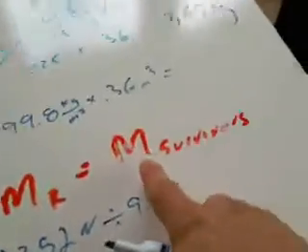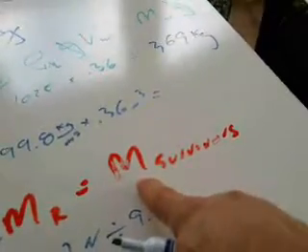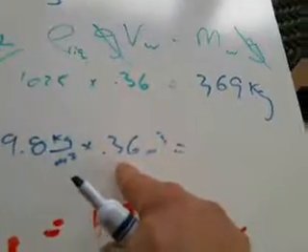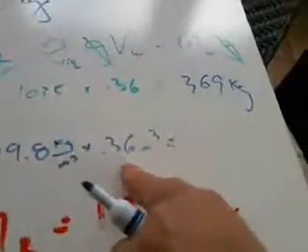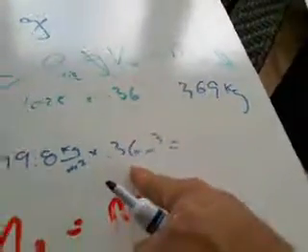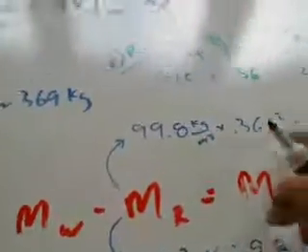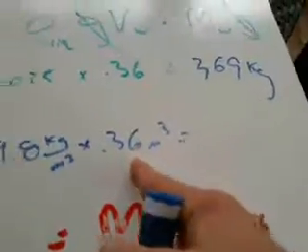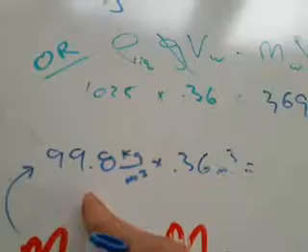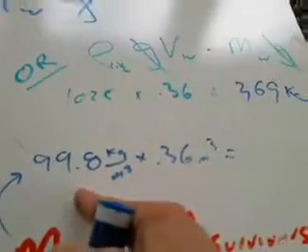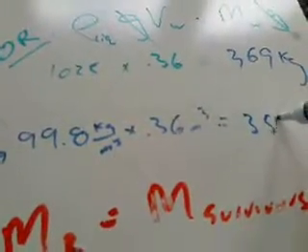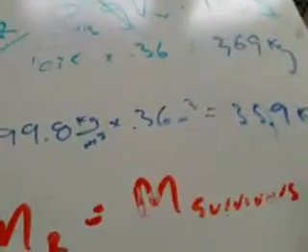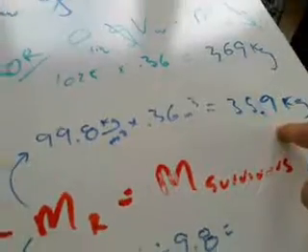Well, what's the mass of the survivors? The mass of the raft, if you remember, is its density times its volume of the whole thing, 998 times 0.36. The mass of the raft is about 1/3 of 100. So 0.36 times 99.8 is 35.9 kgs, the mass of the raft.